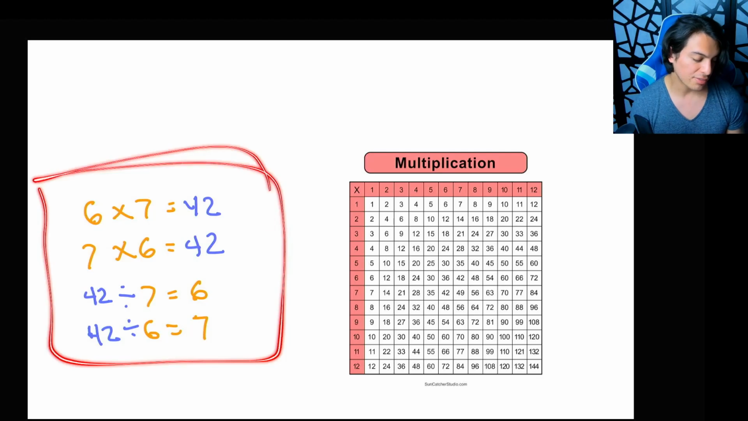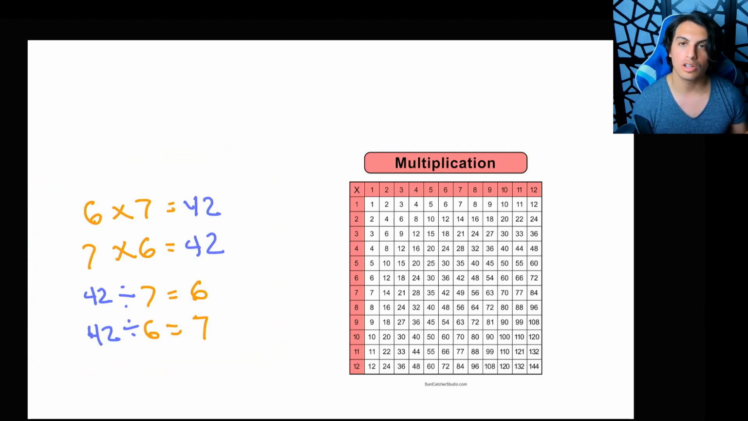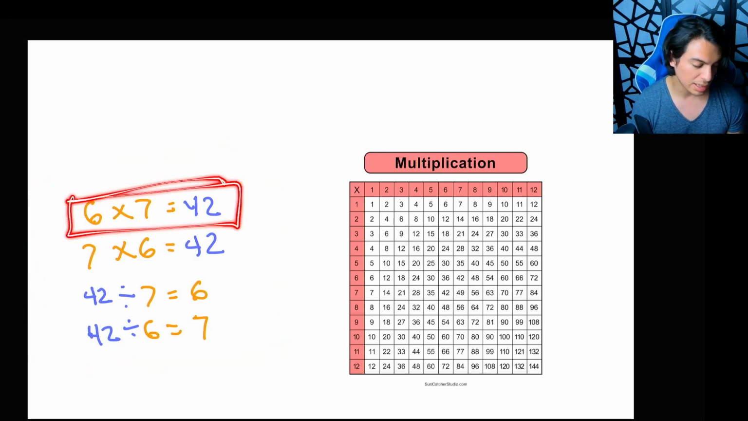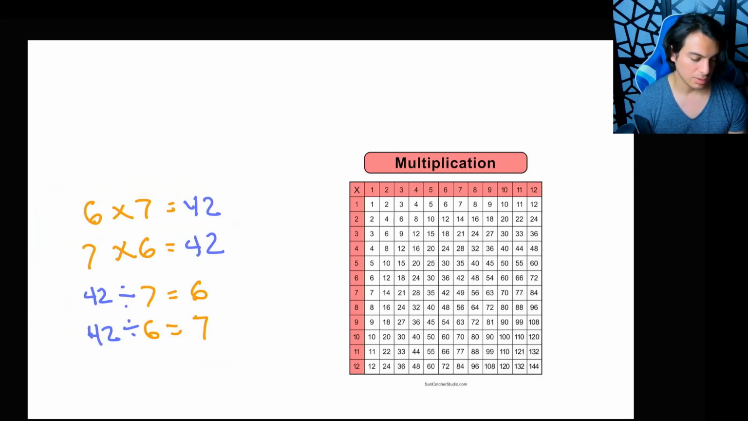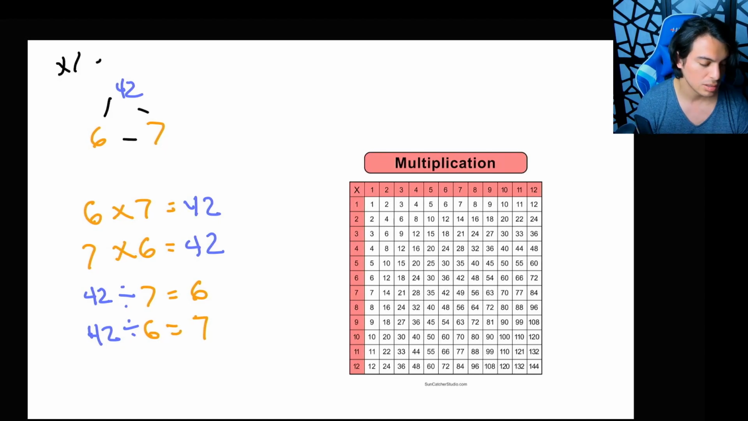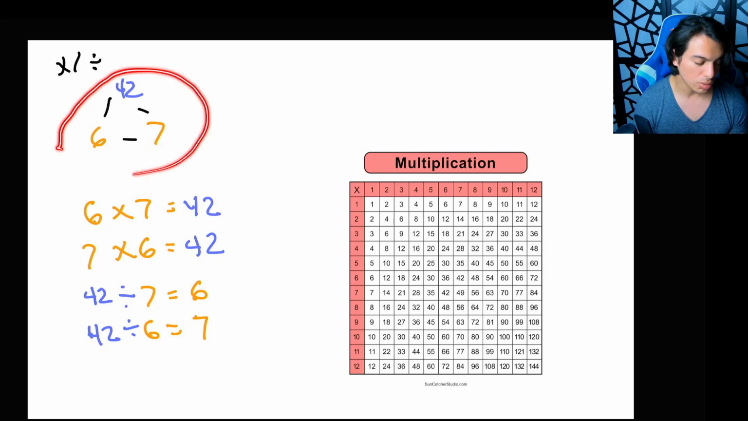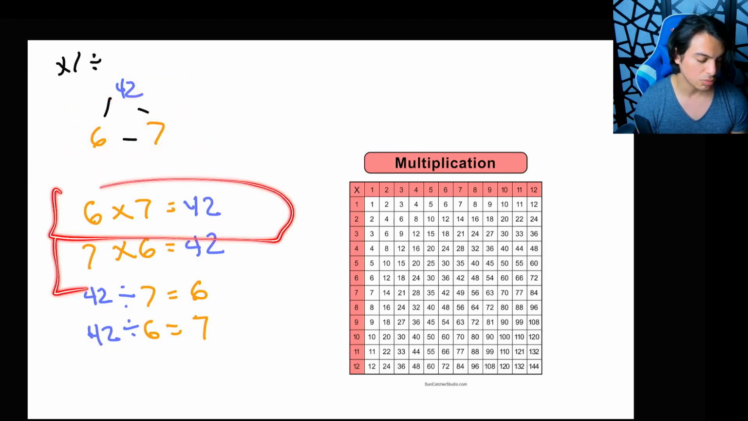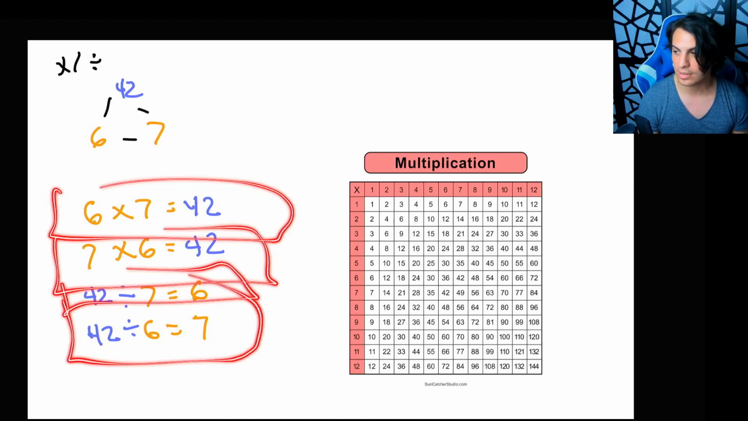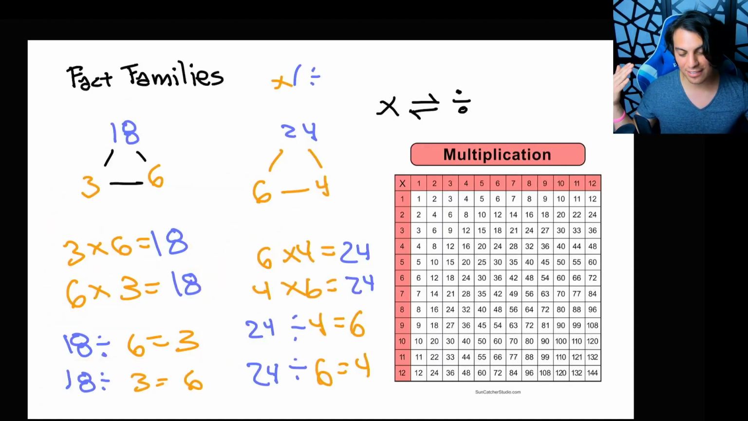This is why our fact families are so important. This is why it's so important that you know your multiplication facts, because if you know one, then you know the whole fact family, everything for it. So here is the fact family for this one. And these are all related to each other through multiplication and division. And if you know this fact family, if you know that 6 times 7 is 42, then you actually know 4 different number sentences.